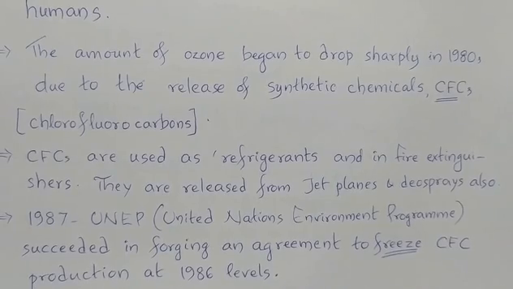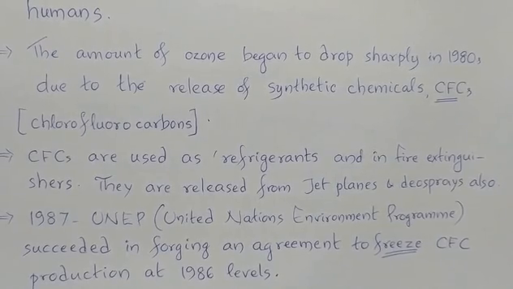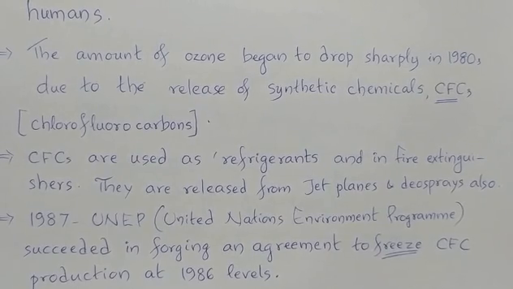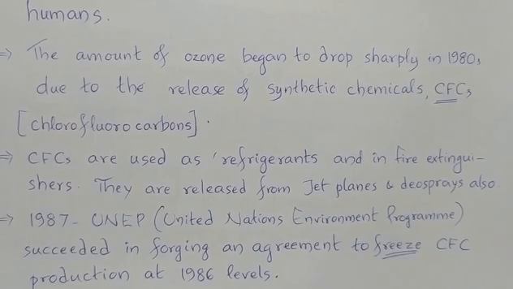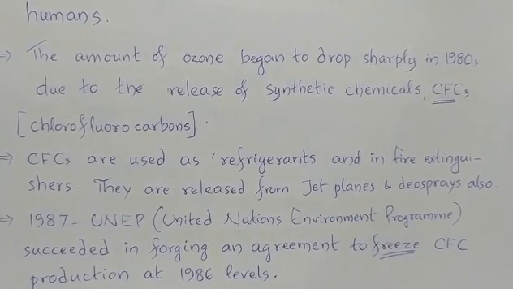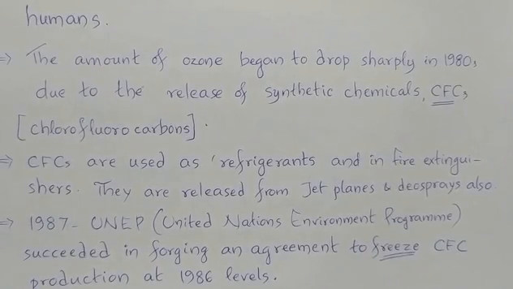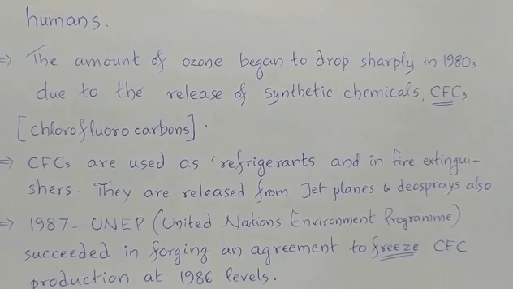In the 1980s, a hole was formed in the ozone layer above the Antarctica region, because of which there was more penetration of UV rays onto the Earth's atmosphere.